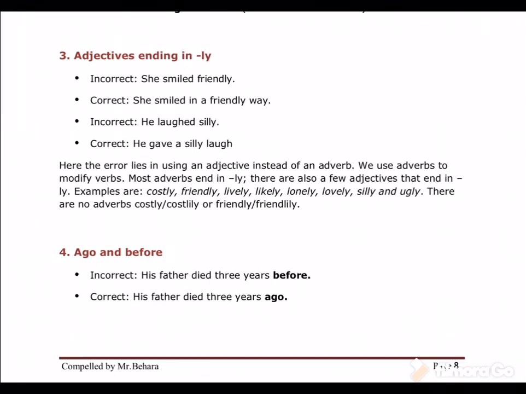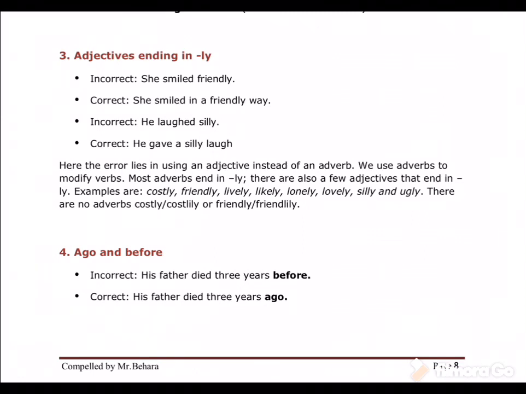Here the example given is, she smiled friendly, and the next example, she smiled in a friendly way. The same word friendly was used with the suffix ly, but the first one is incorrect and the second one is correct. Why? See the description given at the bottom. The error lies in using an adjective instead of an adverb. We use an adverb to modify the verb. Generally, we can say that an adverb is nothing but a friend of the verb.